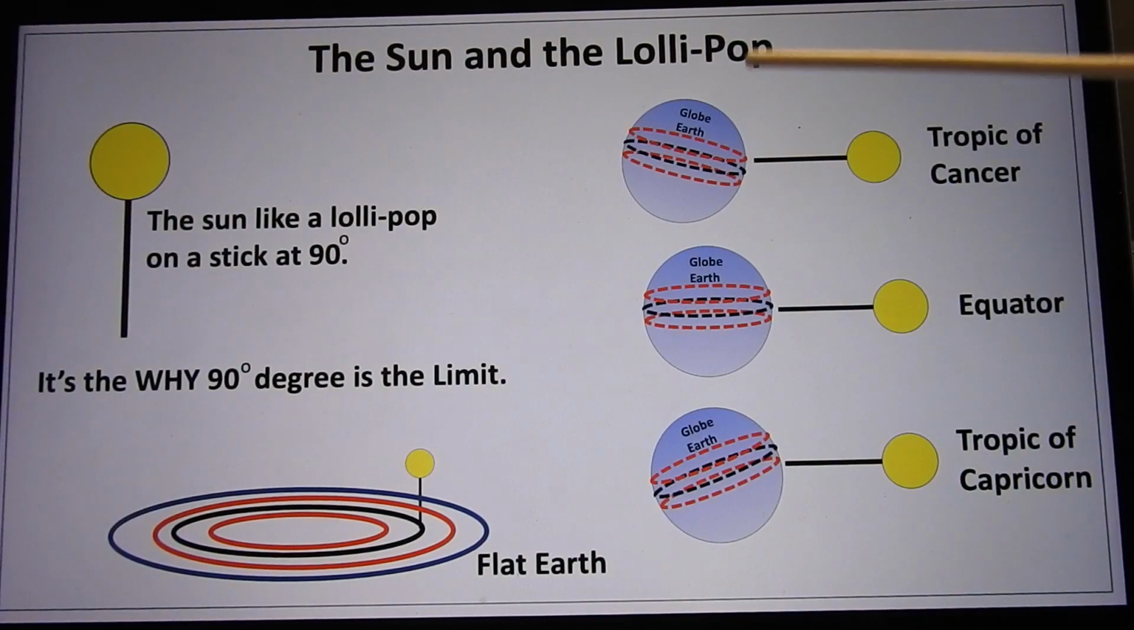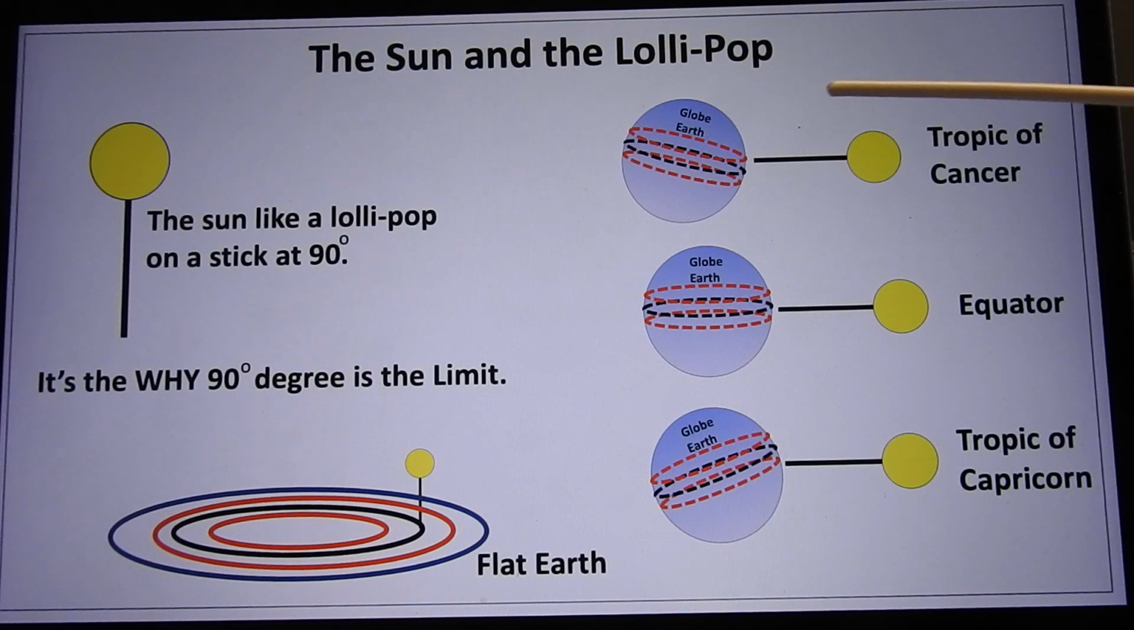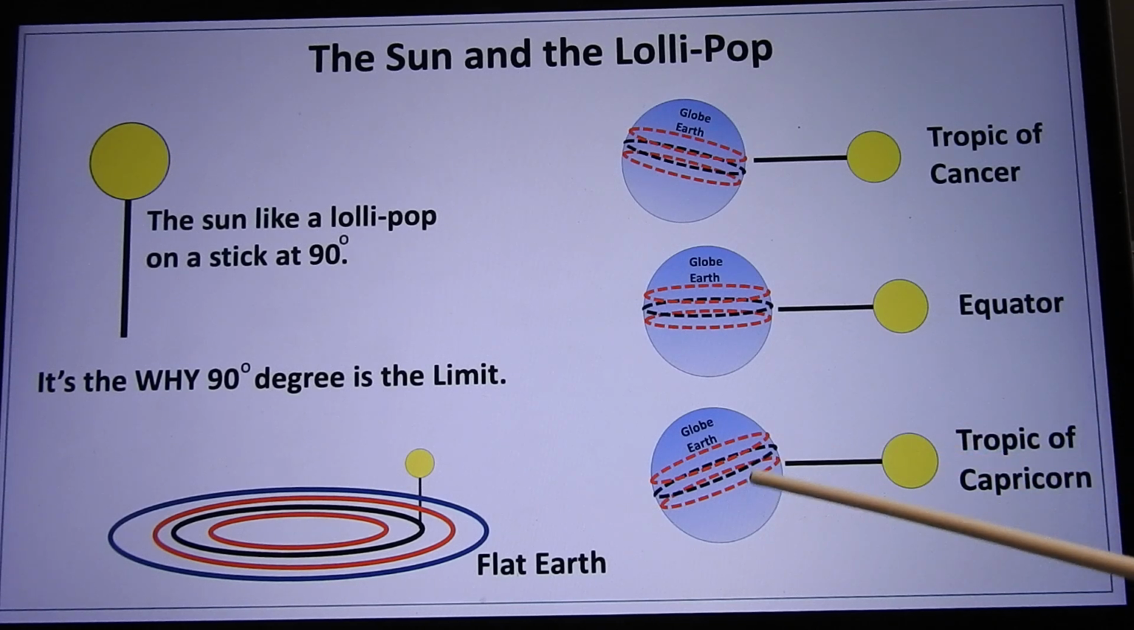The difference in the models is that on the globe model, in this diagram, it tilts to keep that sun at 90 degrees. You can see here up at the Tropic of Cancer in the north, it tilts for the summer sun season. The only time it's at 90 degrees for both the northern and southern hemispheres is at the equator, during the equinox. And then as it tilts back the other way, for the Tropic of Capricorn, 23.45 degrees at that tilt, as the globe model is in the ecliptic.